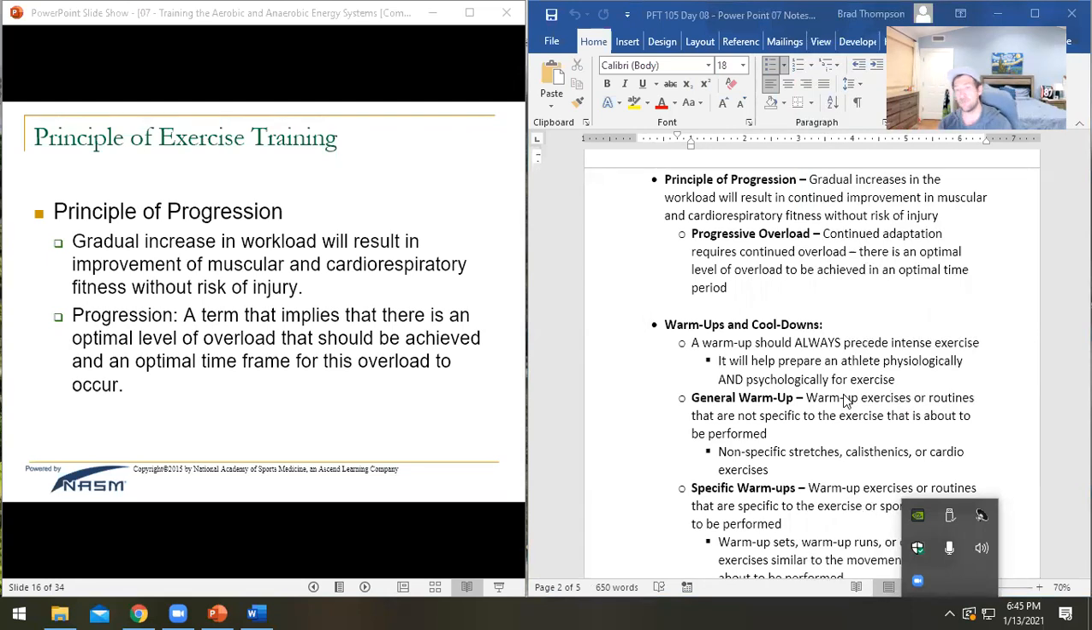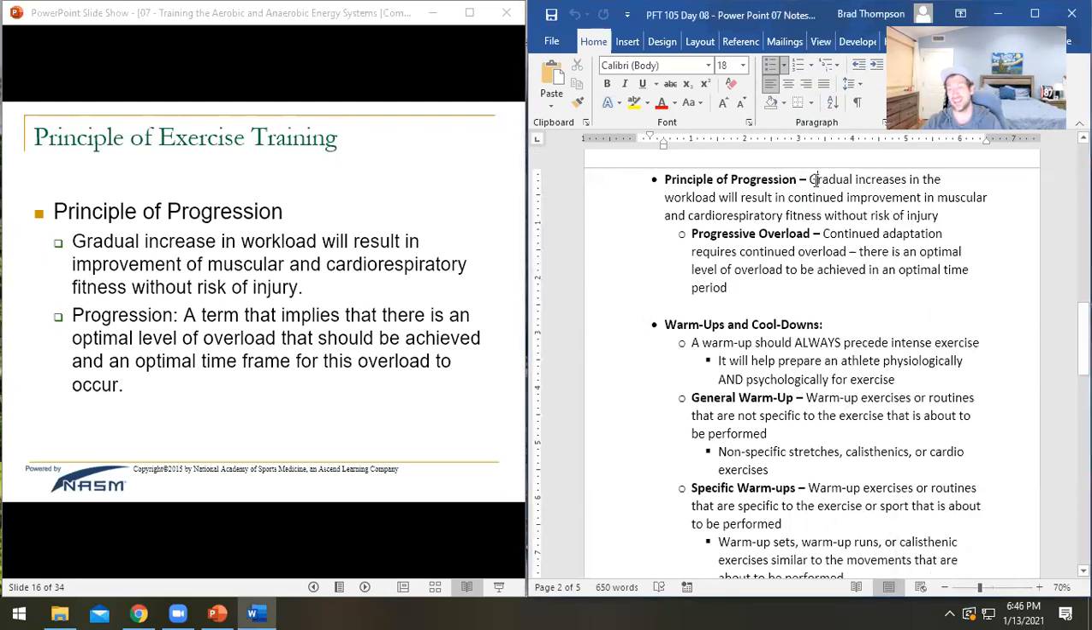Next one we got to look at, principle of progression here. This is going to say that gradual increases in the workload will result in continued improvement in both cardiorespiratory and muscular fitness, right?